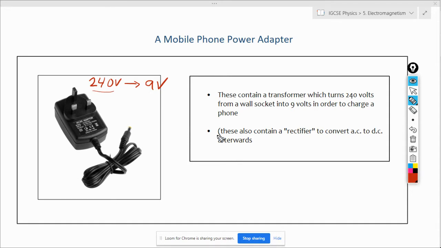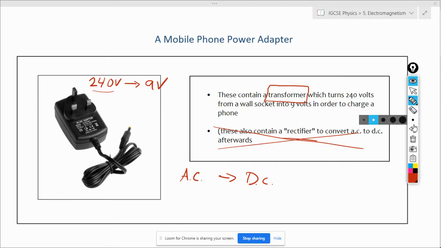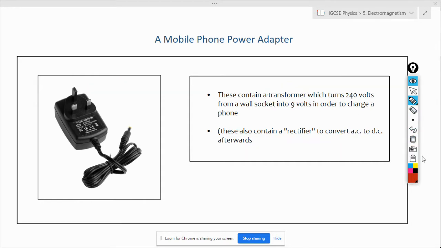We should also mention these things also have a rectifier in them, which turns AC current into DC current, because if you want to charge something, you need to use DC current. But we don't really care about these rectifiers right now. We're just concerned with the fact that they have a transformer in them. So that is one thing.